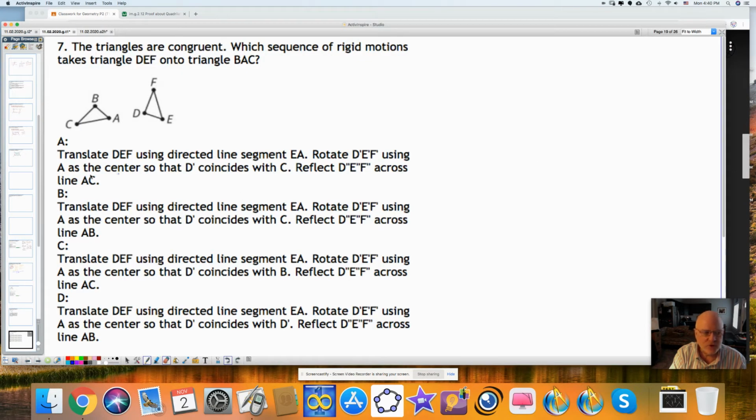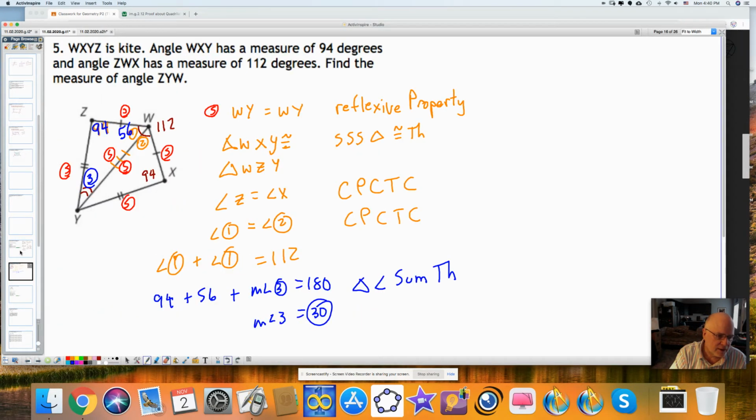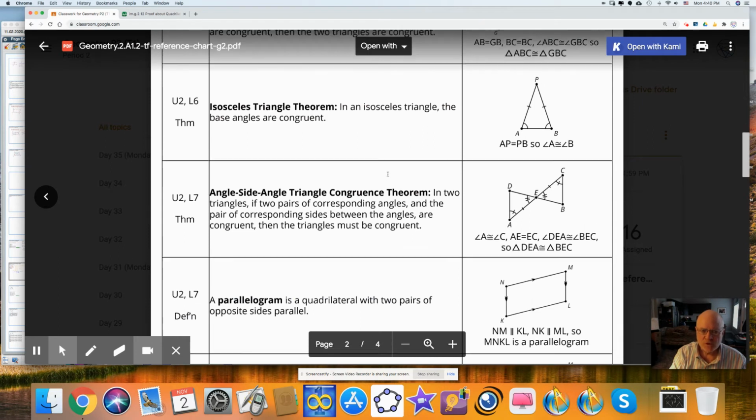Now we're going to use these shortcuts, the side angle side, angle side angle, and these other ones. And we're going to use them in proof like this right here. Notice, after I have enough information to show the 2 triangles are congruent, I'll use the shortcut. And after I use the shortcut, I'll use the corresponding parts are congruent so that I can talk about the other parts.